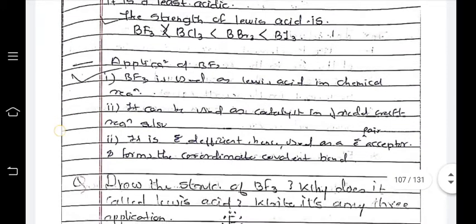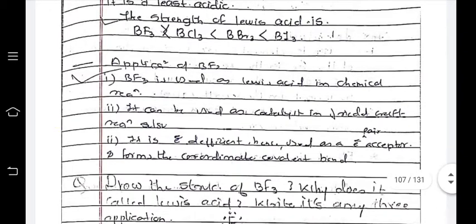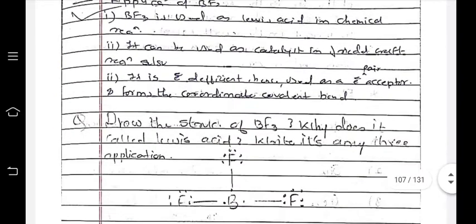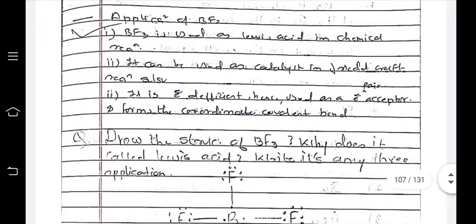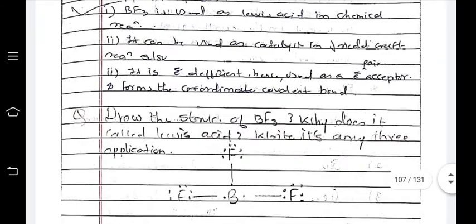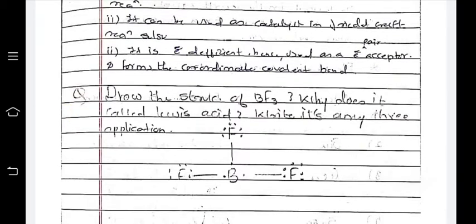The strength of Lewis acid: BF3 is less than BCl3, less than BBr3, less than BI3. Application of BF3: BF3 is used as a Lewis acid in chemical reactions. It can be used as a catalyst, and since it is electron deficient, it is used as a pair acceptor for the coordinate covalent bond. Next is the structure of BF3.